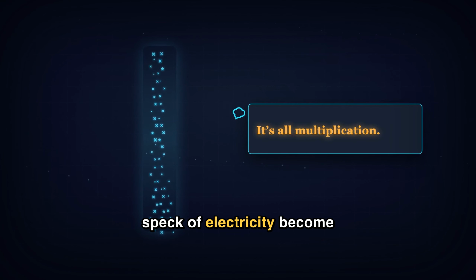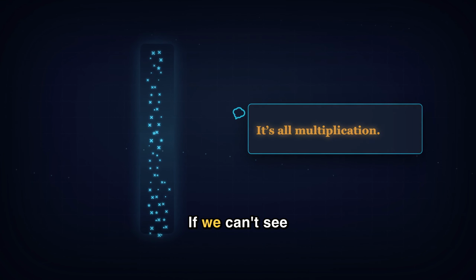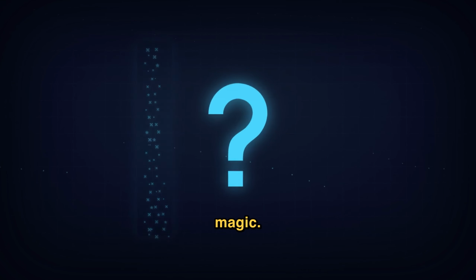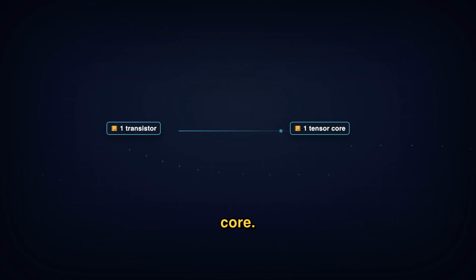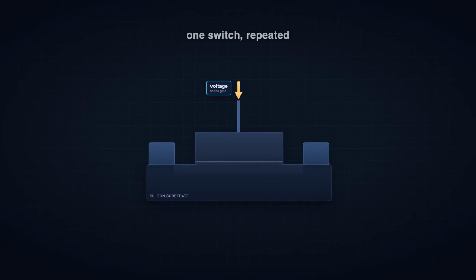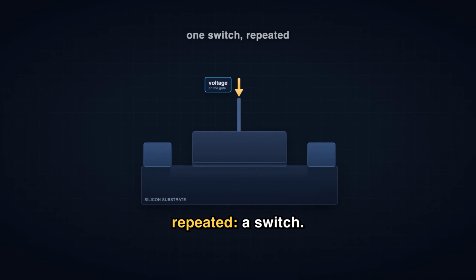So how does a speck of electricity become matrix math? If we can't see that chain, GPUs stay magic. This video makes the whole thing concrete, one transistor to one tensor core. Start at the bottom. The whole machine is built from one part repeated, a switch.